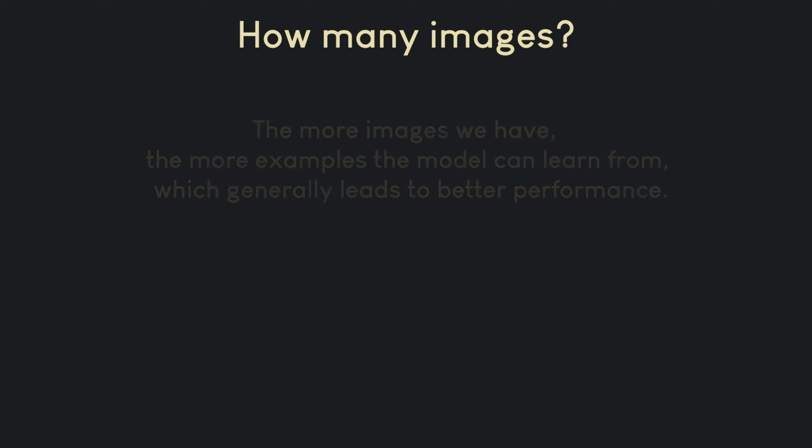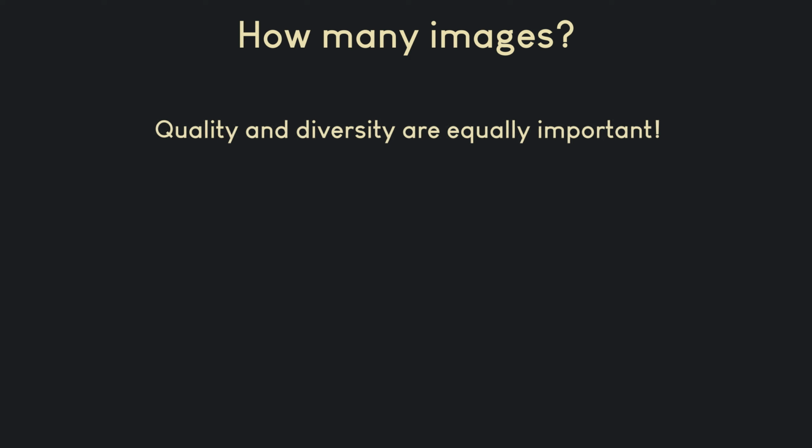However, it is not just about quantity. Quality and diversity are equally important. For instance, if we had 500 images but they all looked similar, the model will struggle to recognize the fish in new conditions. A well-rounded dataset with enough images and variety will help the model make accurate predictions.